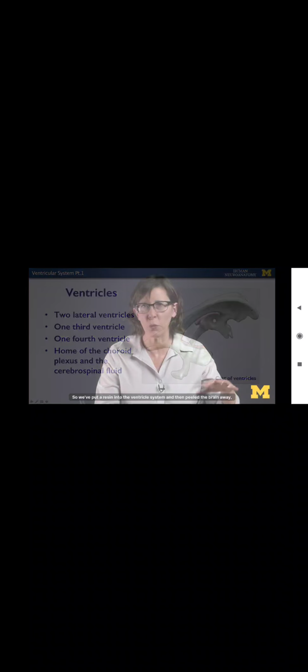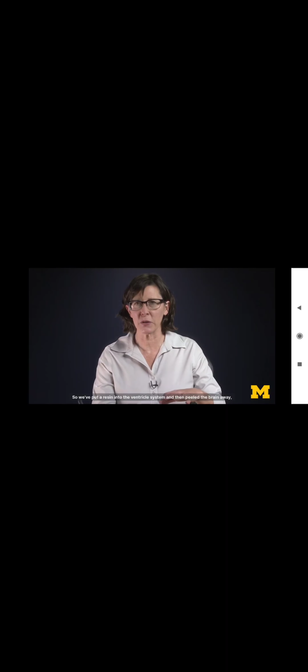The ventricles are the home of the choroid plexus, and the choroid plexus is what makes your cerebrospinal fluid. In this image, we can see a cast. So we've put a resin into the ventricle system and then peeled the brain away, so a space shows up as something positive. The lateral ventricle is here on one side, and you can see that it has three horns. The midline is the third ventricle, a cerebral aqueduct. The fourth ventricle is here, and you can see barely shadowed in here is the lateral ventricle from the other hemisphere.